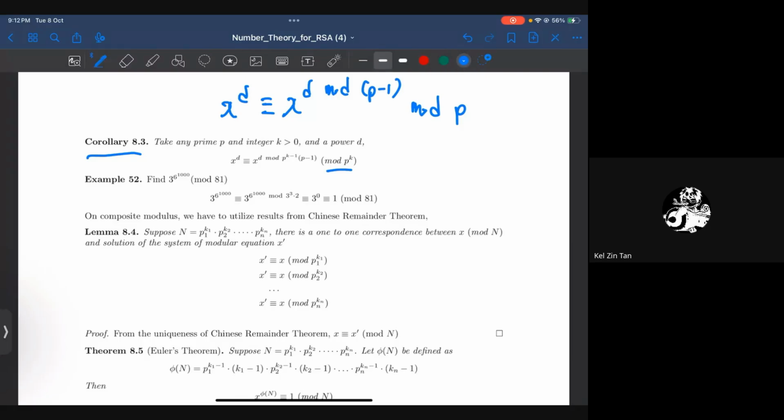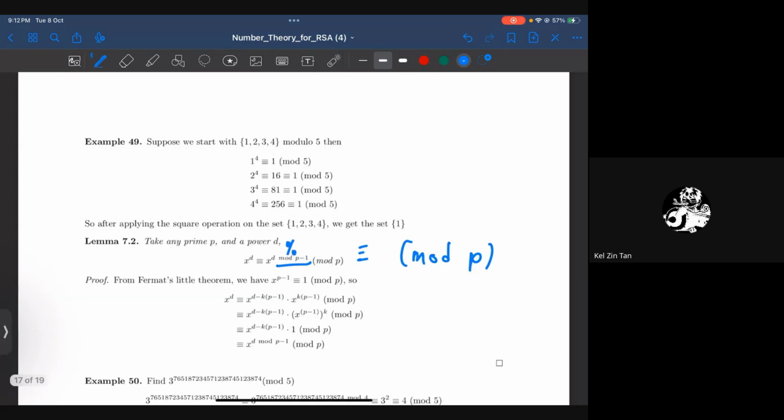Previously we had Fermat's little theorem. But when we are doing modulo p to the power of k, because from our lemma just now, p to the power of k minus 1 times p minus 1 is congruent to 1 modulo p^k. So we can just get back the same result here.